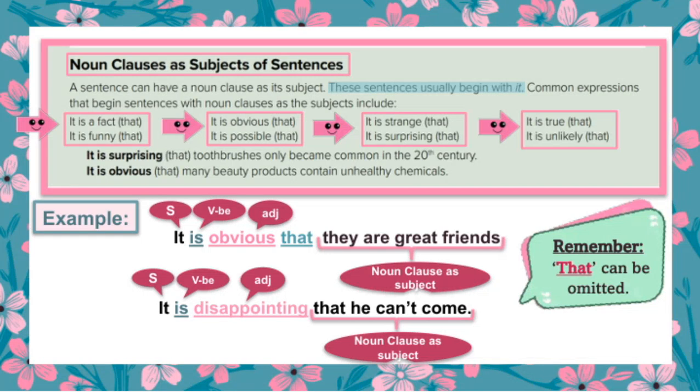Let's take a closer look at the slide. Here, we're focusing on how adjectives and verbs work together in sentences. First, we have the structure where an adjective describes a subject, such as disappointing or obvious. These adjectives help give us more detail about the subject. Next, we see the verb be linking the adjective to the subject, like in it is disappointing or it is obvious. This construction is very common when expressing opinions or states.